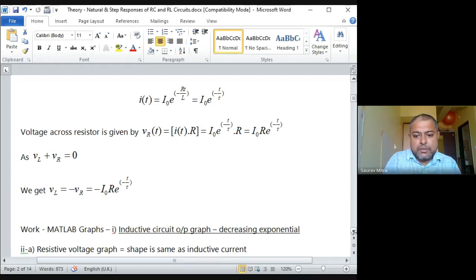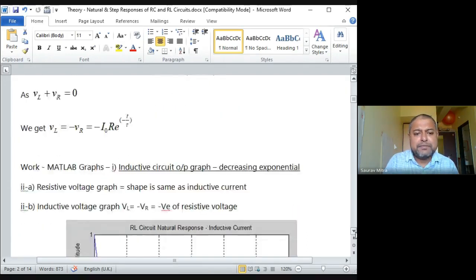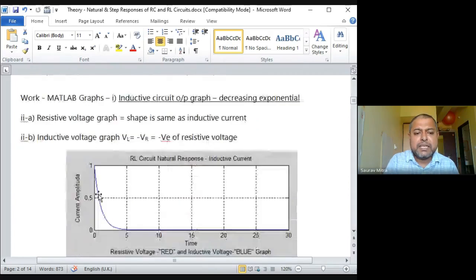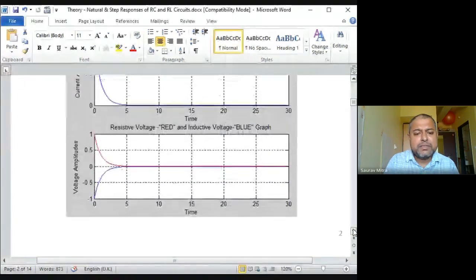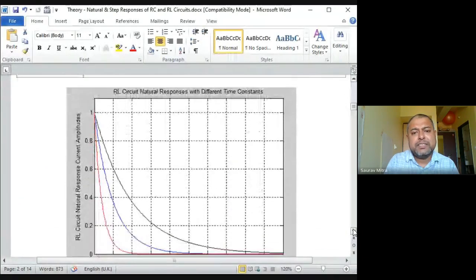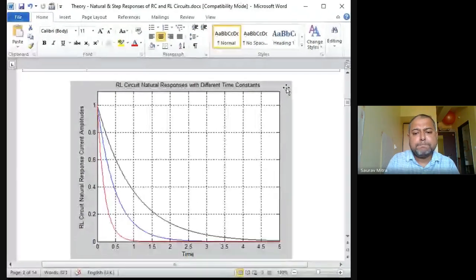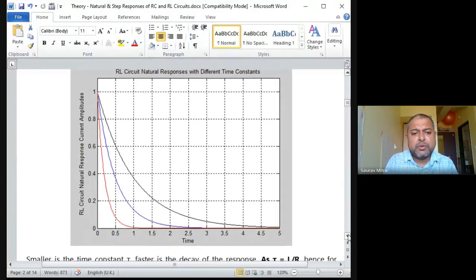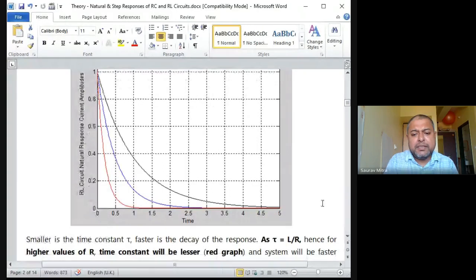Likewise, now what you are finding is MATLAB graphs. First we find the inductive current graph, then the inductive voltage, the resistive voltage, and all those things. So all these graphs we will generate, and then we will generate this graph. This is a very important graph. Even if I explain this and leave it, you should be able to generate these graphs because the code is the same.